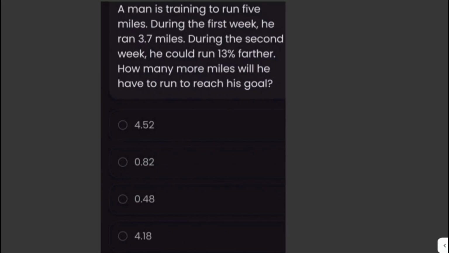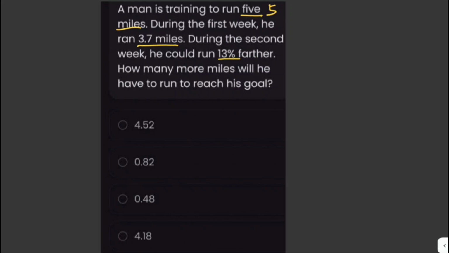A man is training to run 5 miles. During the first week, he ran 3.7 miles. During the second week, he could run 13% farther. How many more miles will he have to run to reach his goal? Alright, it's given here that the man is training to run 5 miles. And during the first week, he ran 3.7 miles. In the second week, he could run 13% farther.